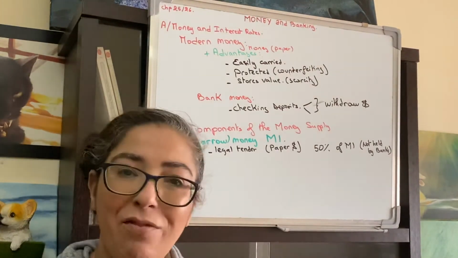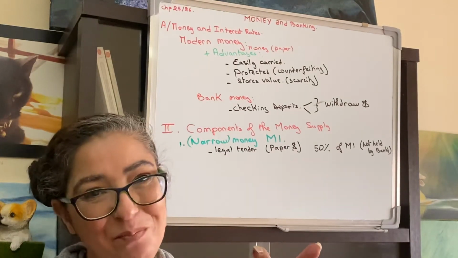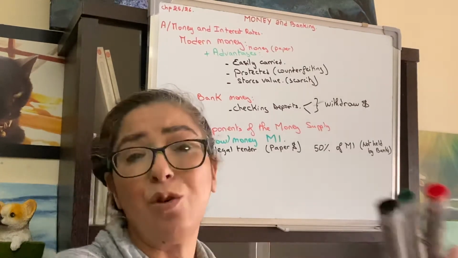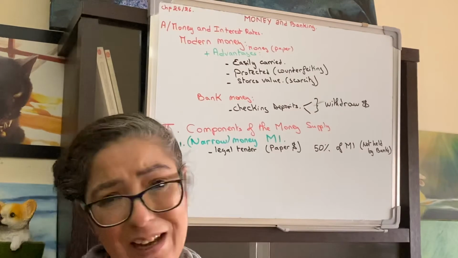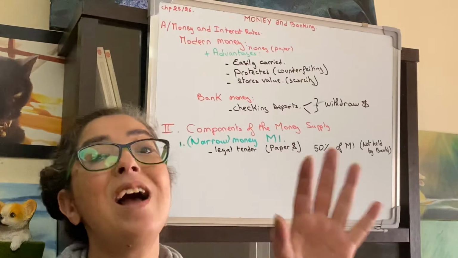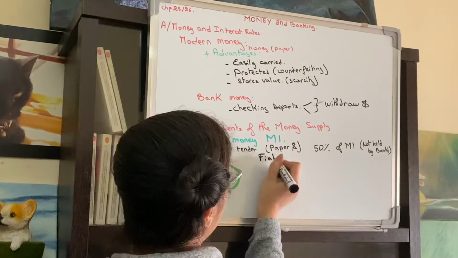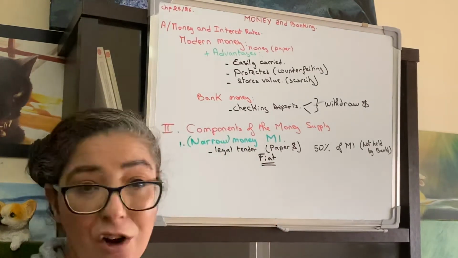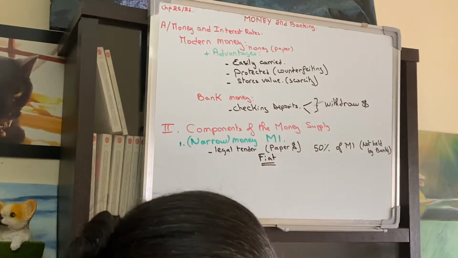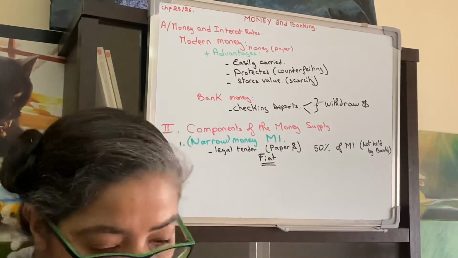The value of the money is given by its scarcity, by the government, by the amount we print or not print. It's no longer backed with gold. It is fiat money. The government gives it its value. Okay, that's the legal tender.